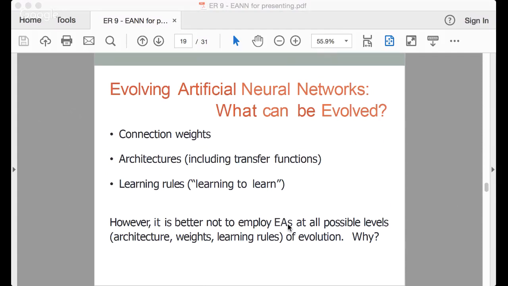Evolving artificial neural networks. What can be evolved? The connection weights, architectures, and learning rules. So these are the things that we mentioned earlier. Now we will see how to evolve connection weights, how to evolve architectures, and how to evolve learning rules. But first, let's read this together.